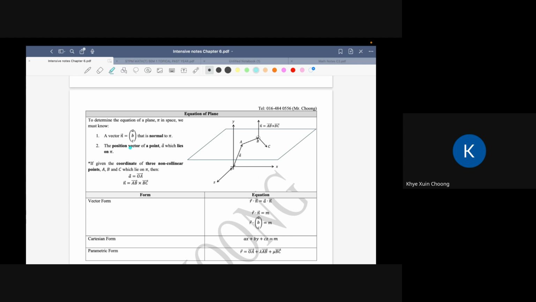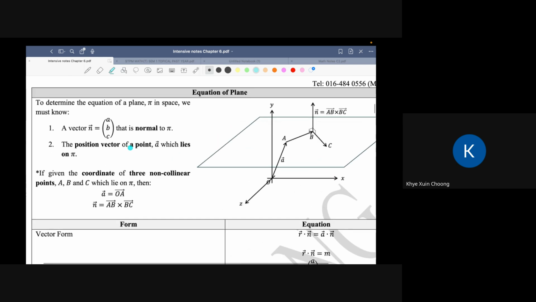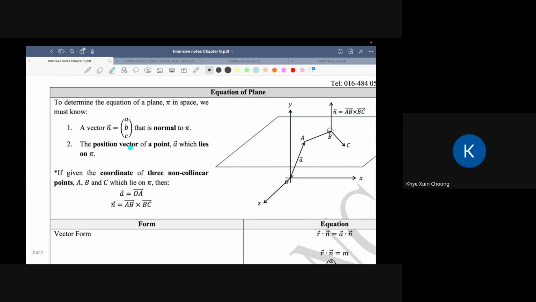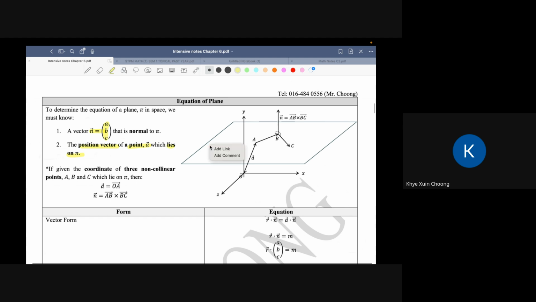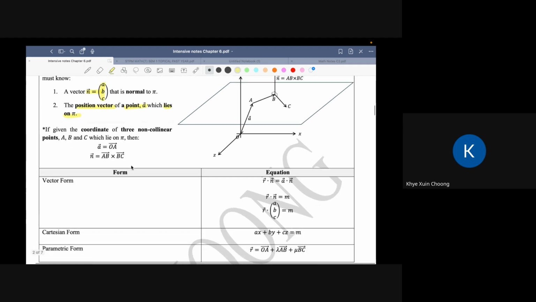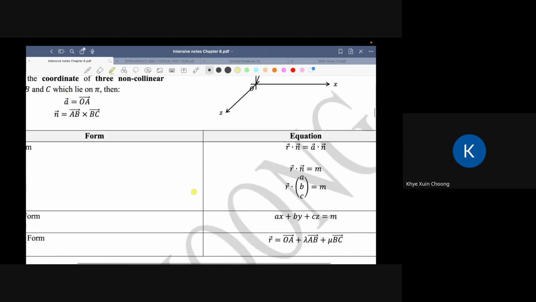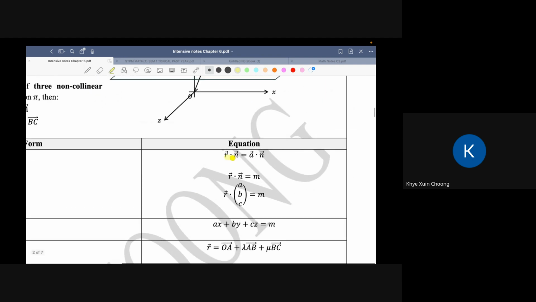Okay, so if you need to know the equation of a plane, you must know two things. The first thing is the normal to the plane. And the second thing is the position vector of some point A that lies on the plane. Okay, so if you have some position vector A that lies on the plane, then the vector form is r dot n equals a dot n.